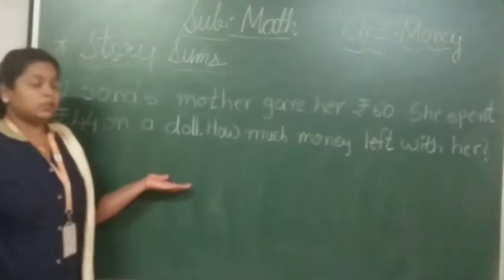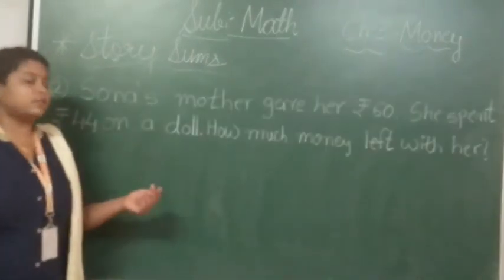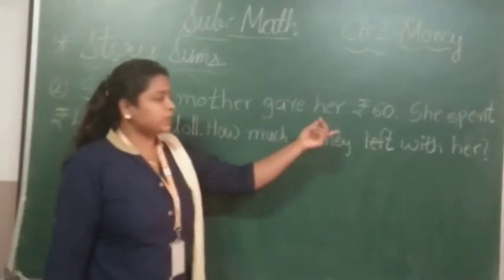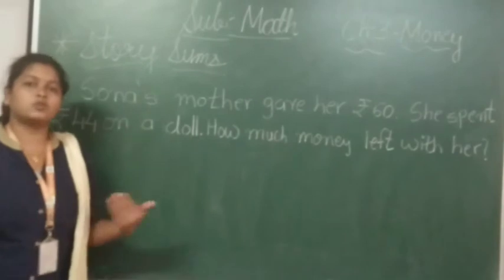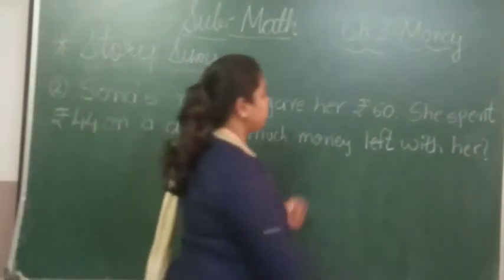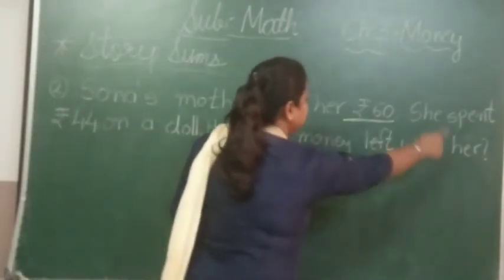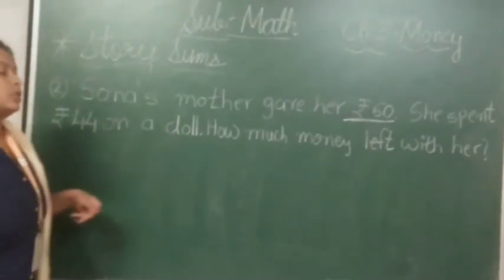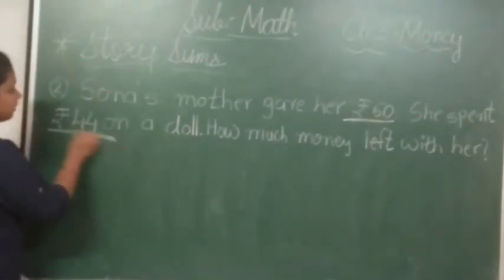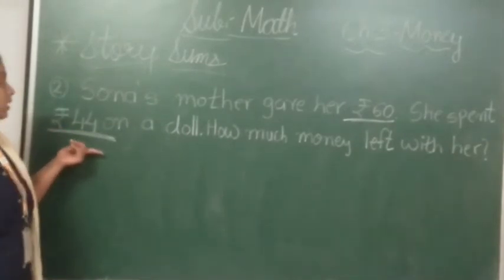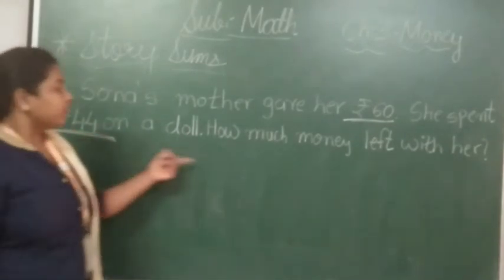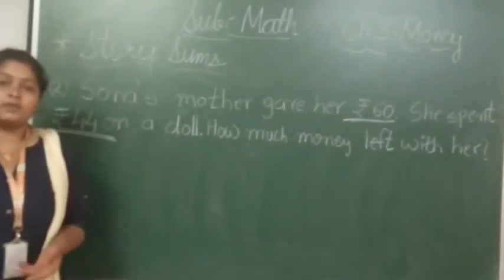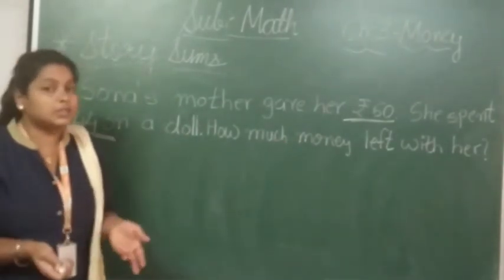Okay. So here I have written the second example of story sum. So Sona's mother gave her rupees 60. Sona की mother ने उसको कितने rupees दिए? Yes, rupees 60. She spent 44 rupees on a doll. उसने क्या उससे खरीदा? Doll खरीदे. But how many she spent? 44 rupees on a doll. So how much money left with her? तो उसके पास कितने rupees अभी left रहे होंगे? Left मतलब कि बाकी बचे, right?